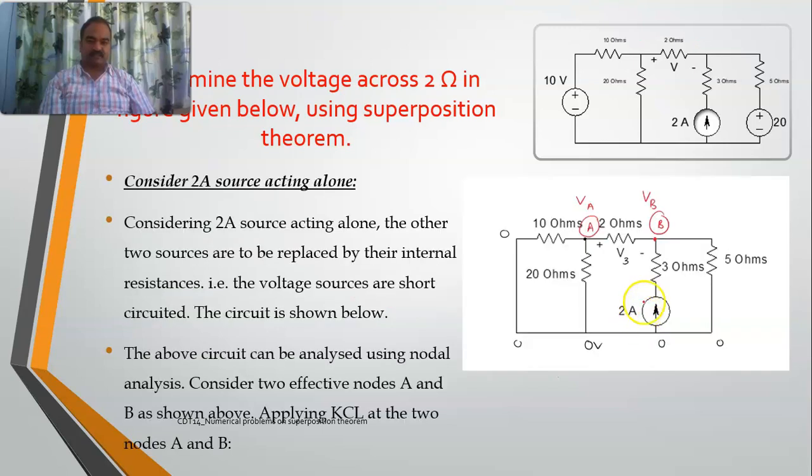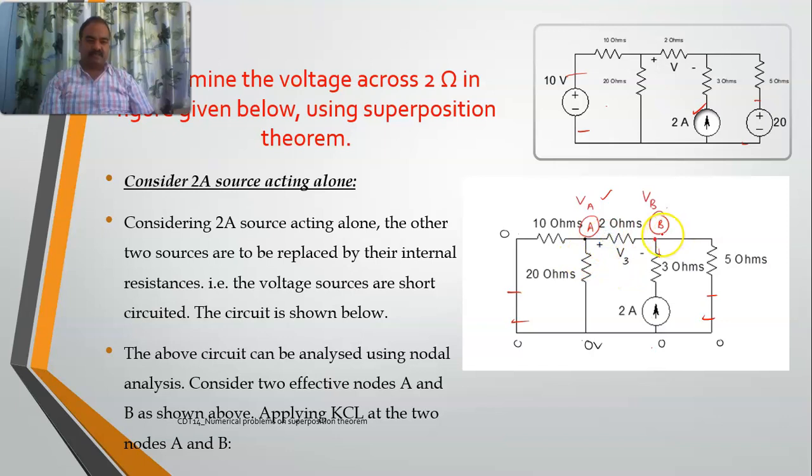Similarly, the third source, which is the 2 ampere source. In this case, both voltage sources are to be shorted, right? So this is the way I short them. So now there is a current, and I can apply nodal analysis again. So the same 0, 0, 0. This is also 0. So this is VA and this is VB, right?